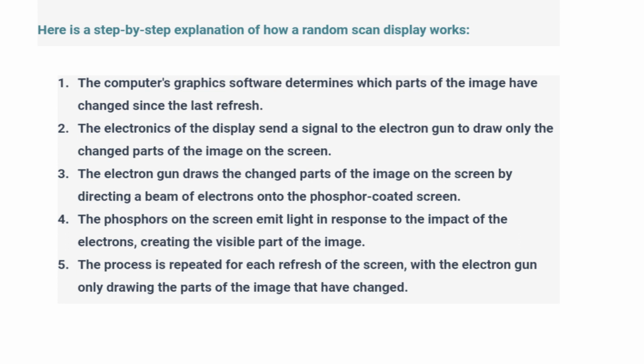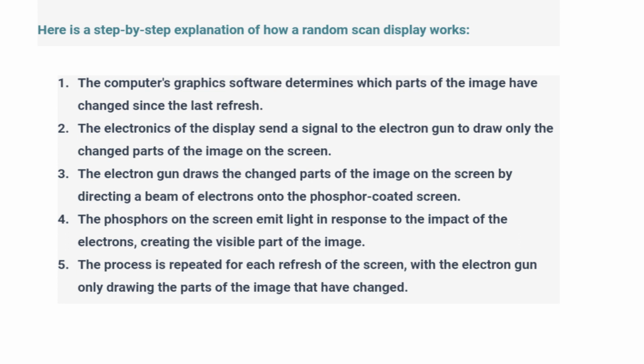The computer's graphics software determines which parts of the image have changed since the last refresh. The electronics of the display send a signal to the electron gun to draw only the changed parts of the image on the screen. The electron gun draws the changed parts of the image on the screen by directing a beam of electrons onto the phosphor-coated screen.